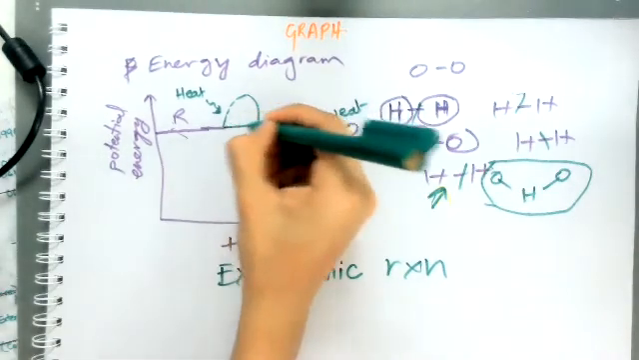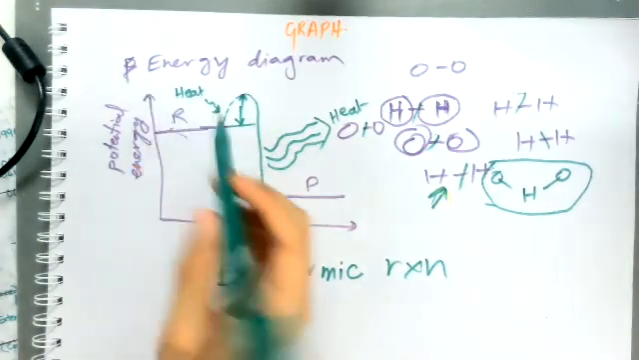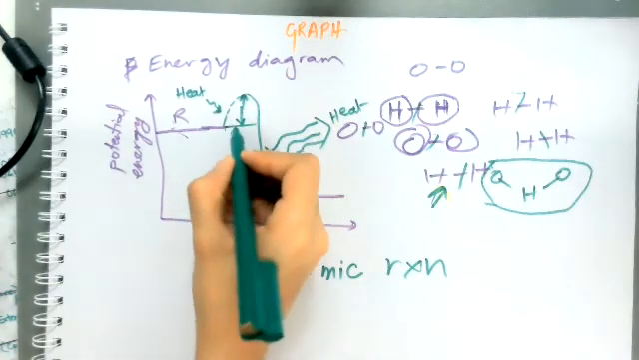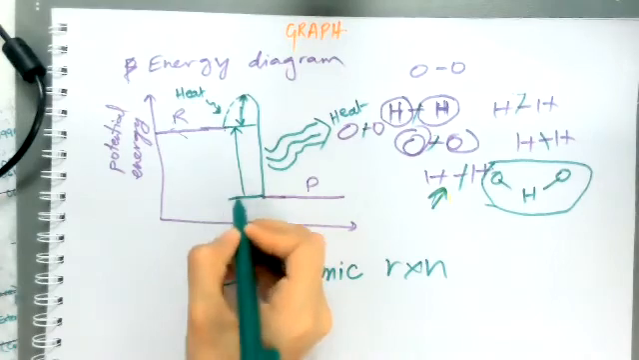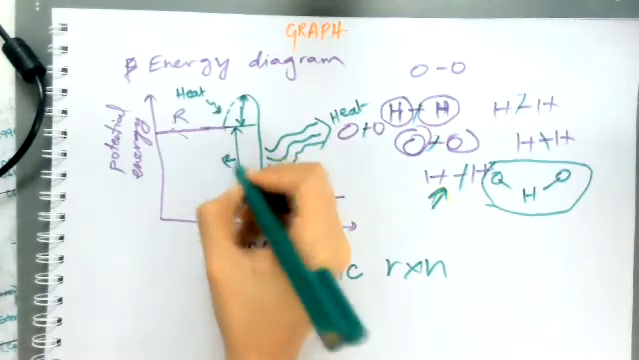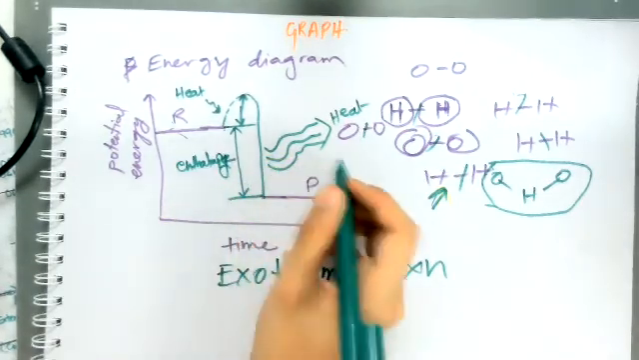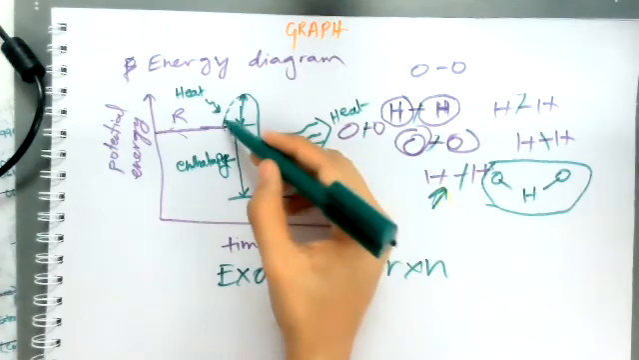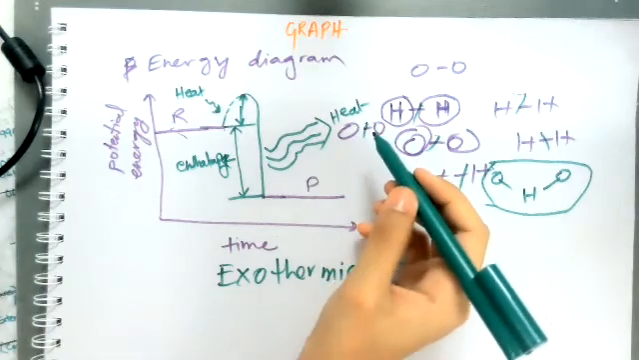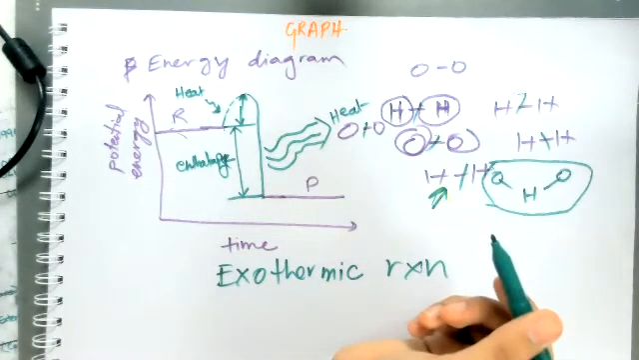I can measure the activation energy using the y-axis. This is the activation energy, and this is the enthalpy, the energy released, right? Can you see that the activation energy is way smaller than the energy released? This is what I mean by an exothermic reaction. Heat leaves the substance.